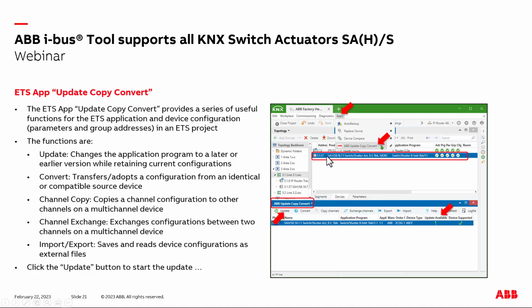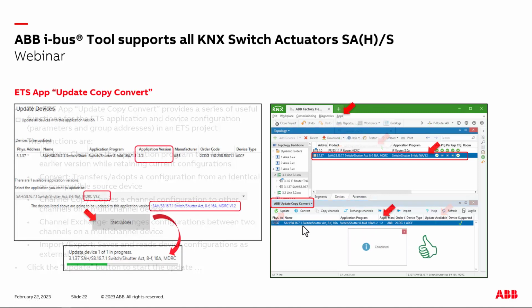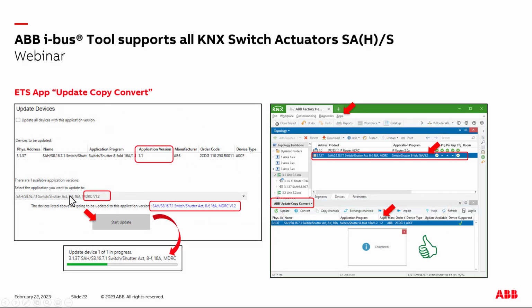And here the same, you start the app and select your device, like my Combi Switch Actuator. You see I have version 1.1, which must be updated. Then I start the update and convert app and click on the button update. You see the other possibilities: convert, copy channels or exchange channels. I click on update. You see again there is an exclamation mark which shows the update is possible, and then you click on the button update. A next window pops up and gives you again the information, the application in the existing device is 1.1. You select which one you update to, for example version 1.2, and then you click on the button Start Update.